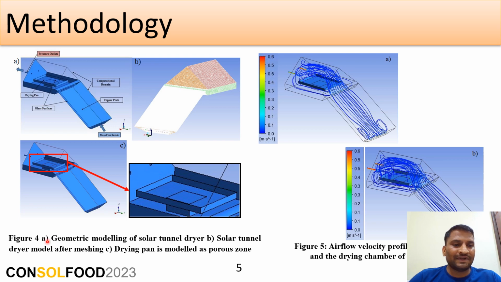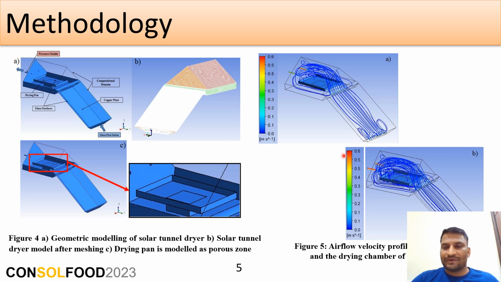This figure shows how we generated the geometry of the solar drying system, and this figure shows the meshing. For conducting this CFD simulation, we used ICEM CFD 14 software. The number of elements after the meshing was 4,95,264, and the skewness factor was maintained at 0.88.